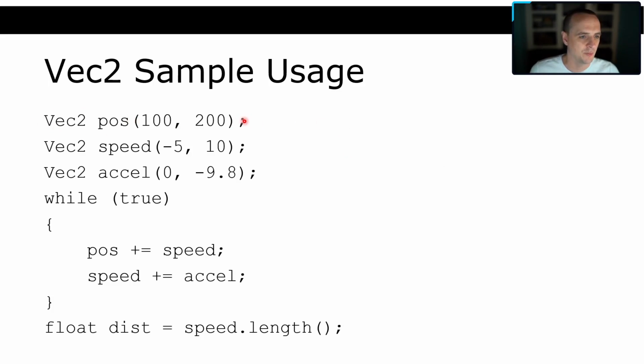So we could have a position, a speed, and an acceleration, and then, while I'm in my game loop, add the speed to the position and add the acceleration to the speed. Later on, if I want to know how far something has traveled, maybe I have a distance, which is the length of that vec2.